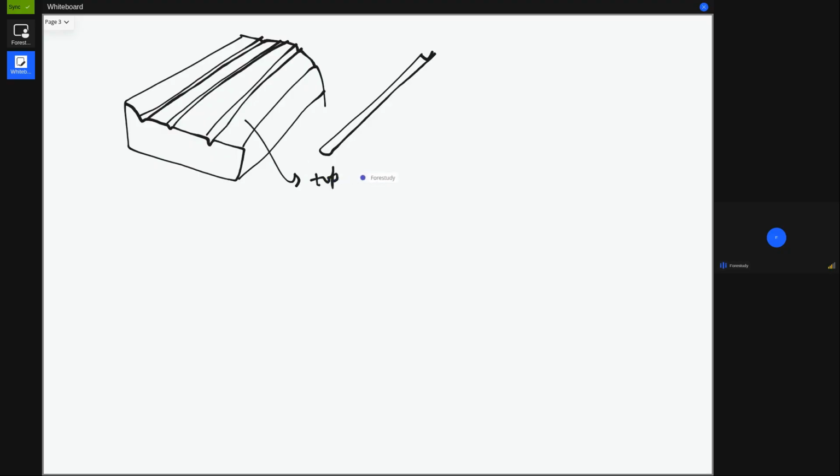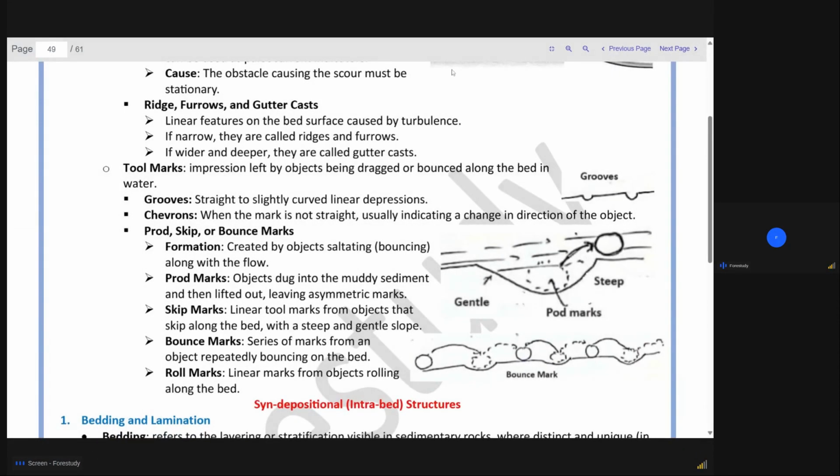Again, bottom of sand and top of mud. Okay, these are ridges or grooves or gutter casts, whatever you call it. Ridges, furrows, gutter casts, all the same thing. Okay, so in cross section, it will look like this.